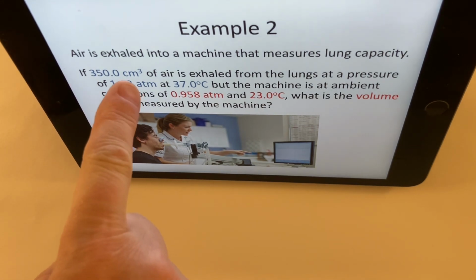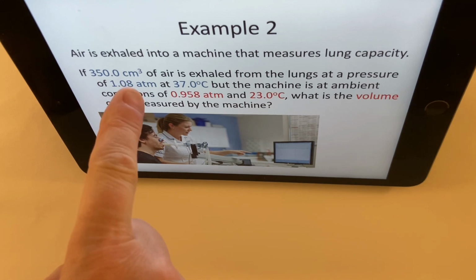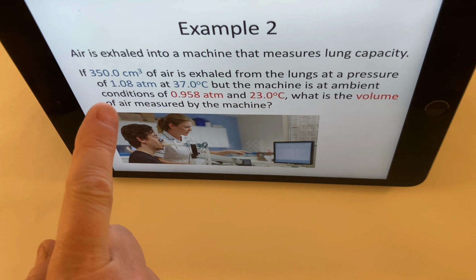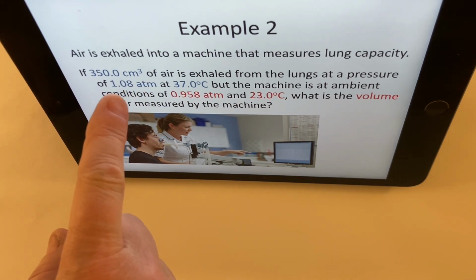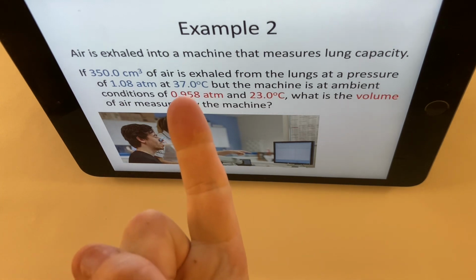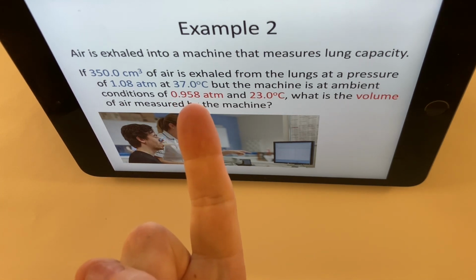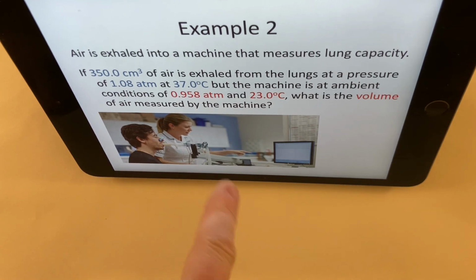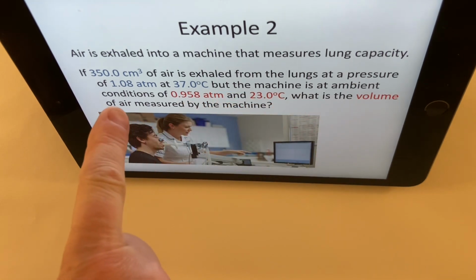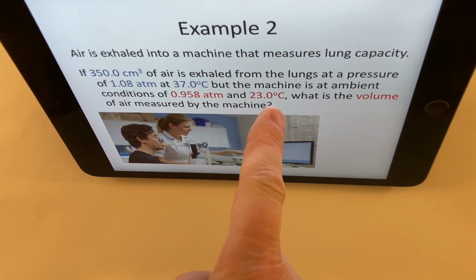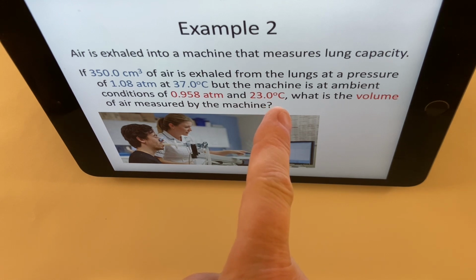A cubic centimeter is a milliliter, isn't it? So that's a volume of air exhaled from the lungs at a pressure. That air is experiencing a pressure of 1.08 atmospheres at body temperature. 37 degrees Celsius is body temperature. So he puffs the air out into there, and the machine, though, is at different conditions. It's experiencing a room pressure of that and a room temperature of that.